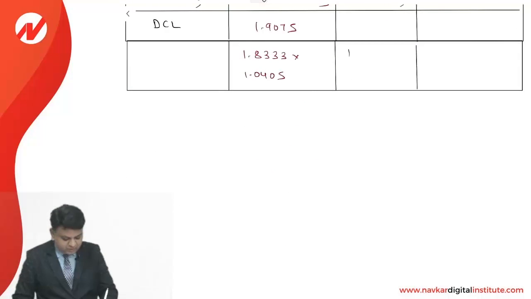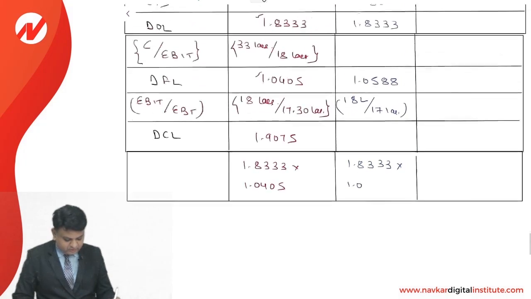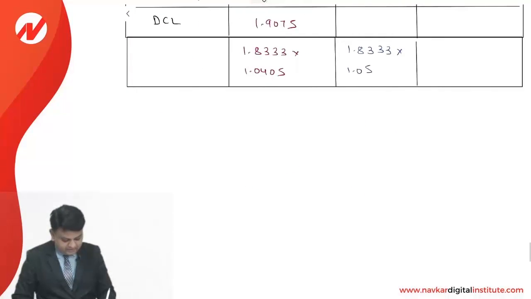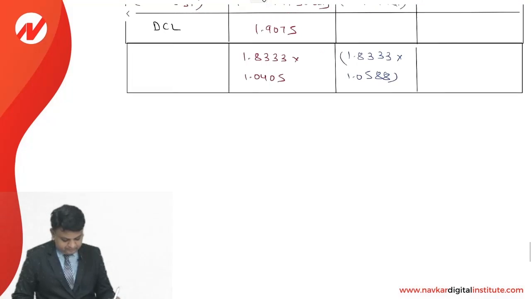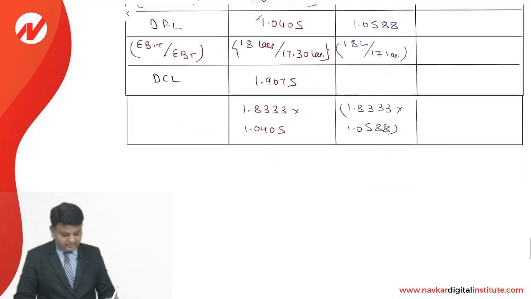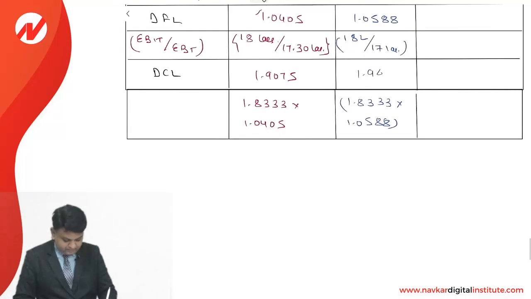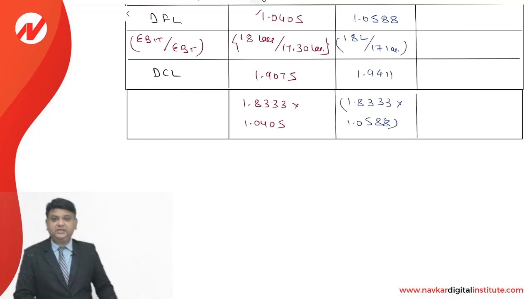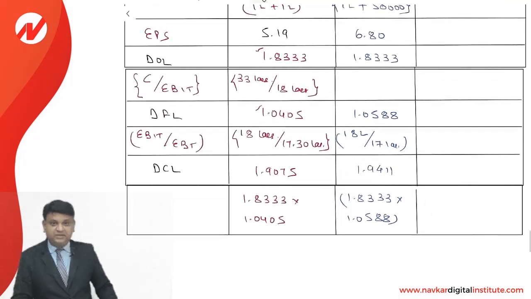Now DCL is 1.8333 into 1.0588. So 1.0588 into 1.8333 gives 1.9411. That is the way the DCL, degree of combined leverage, can be calculated.